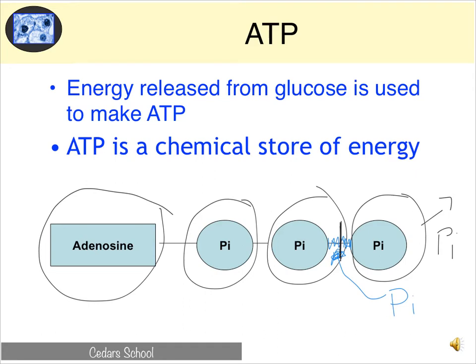And that's really basically all you need to know about ATP. I said you don't even need to know the whole of the detail of this molecule, but it's to help you have an idea of how that energy is stored there.